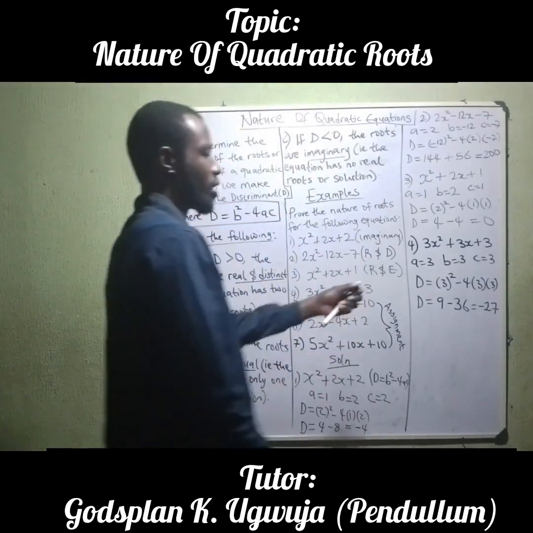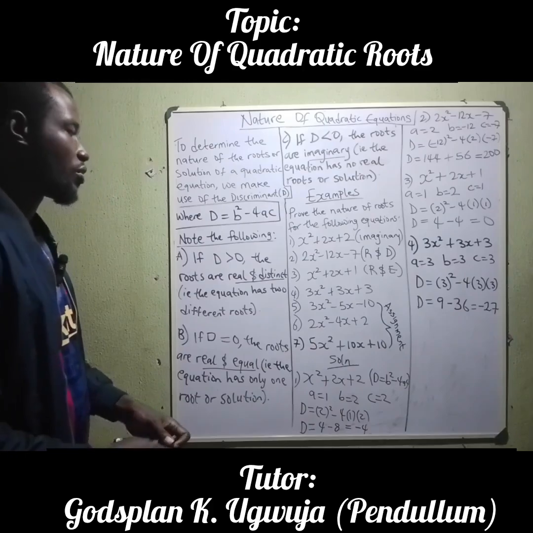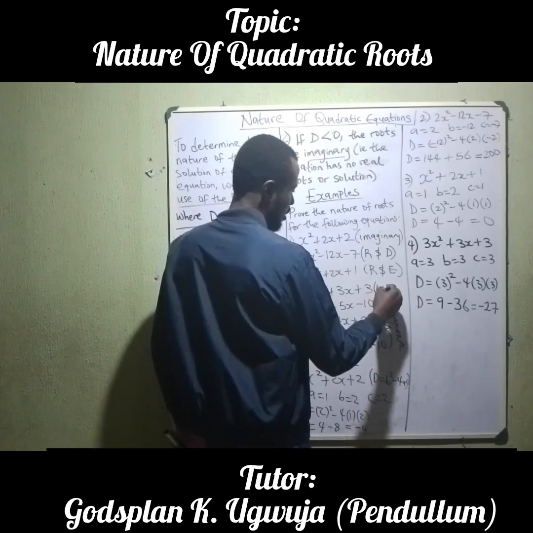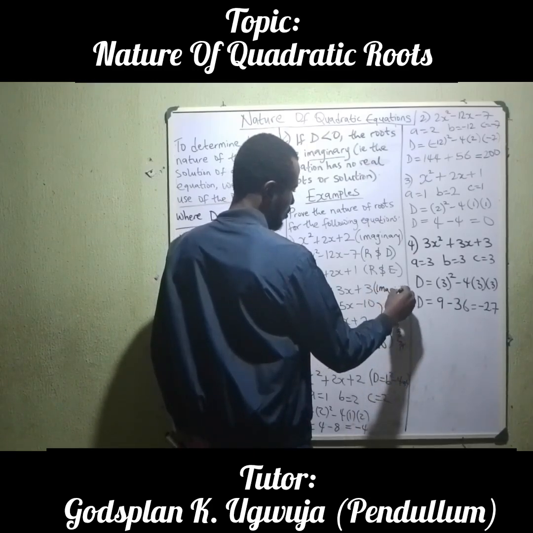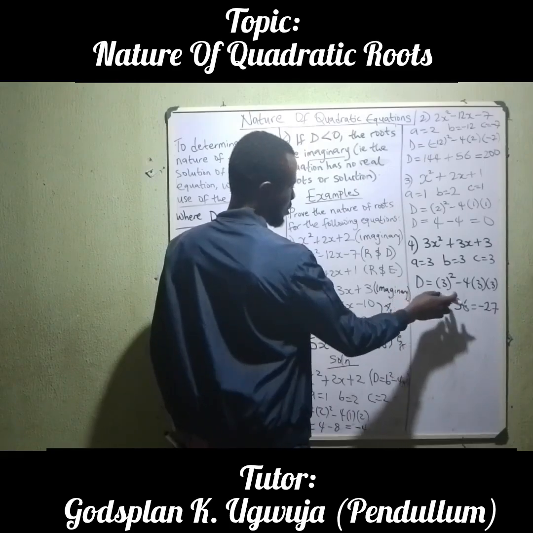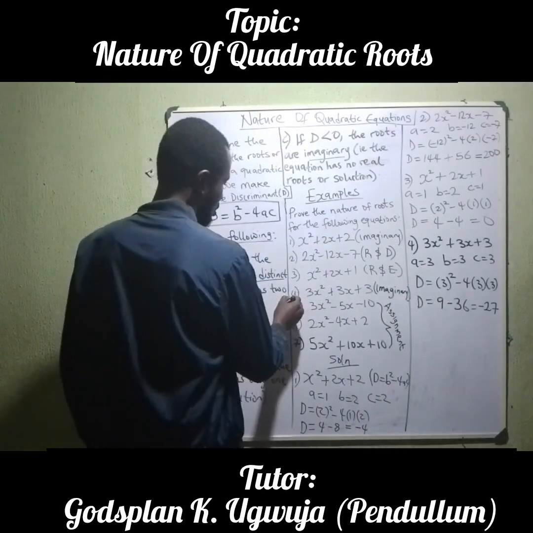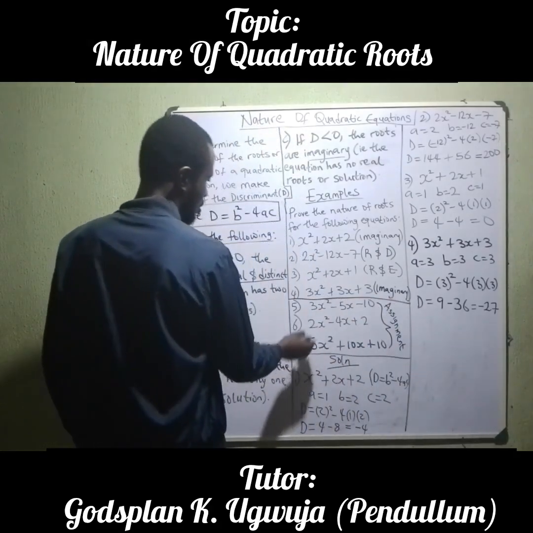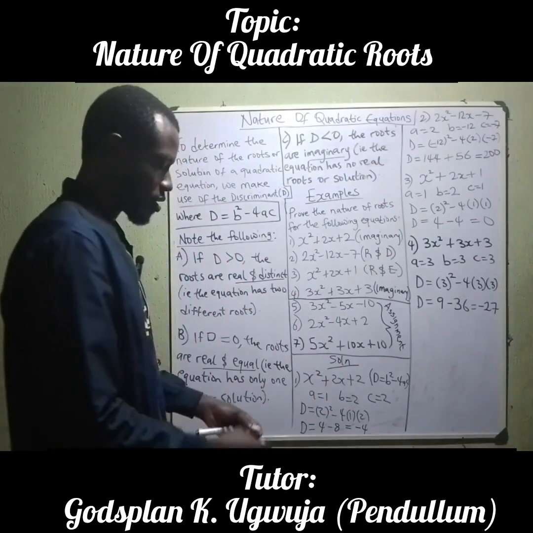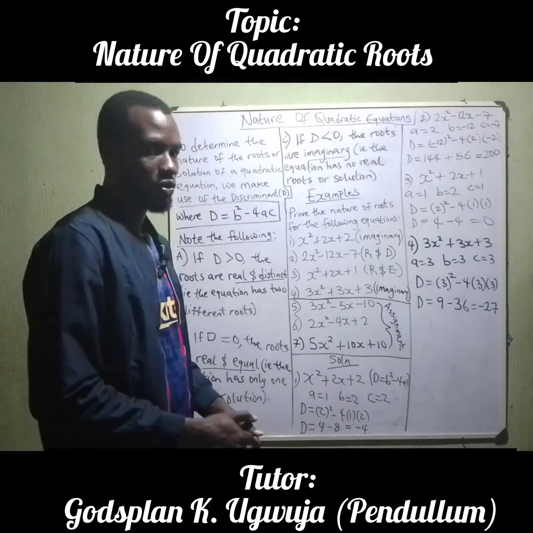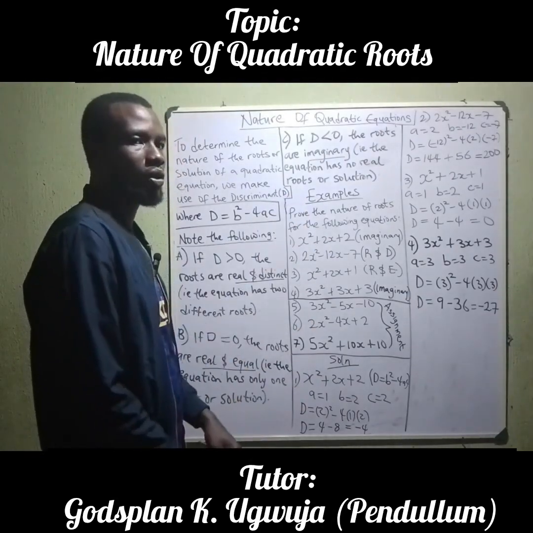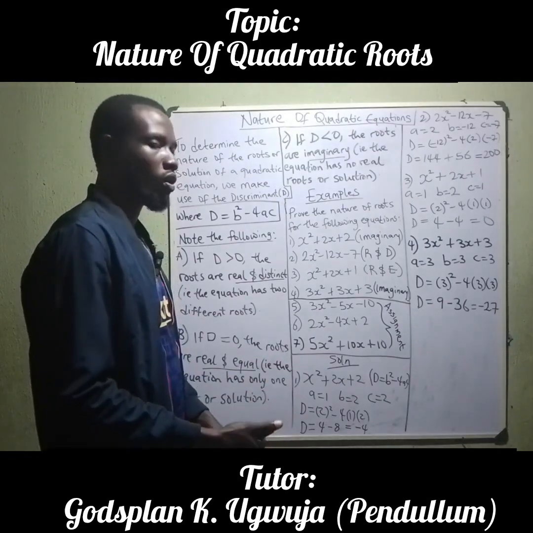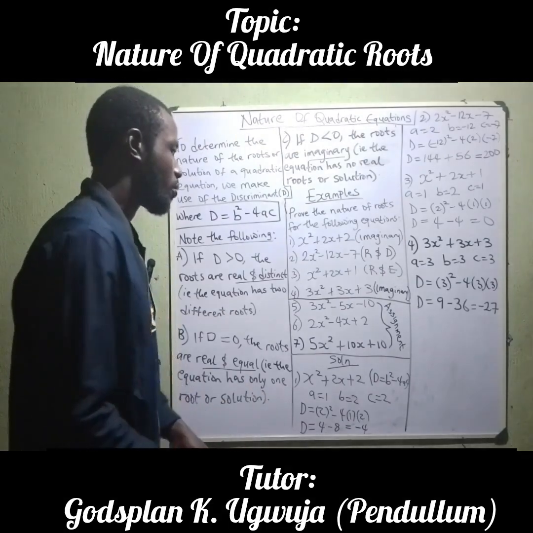Okay. Now again, that answer is negative. So it tells us that this solution is imaginary. Meaning if you solve this third equation, you're going to get complex roots. Okay, it has no real roots. You'll be having complex numbers. You'll be having a square root of a negative number.